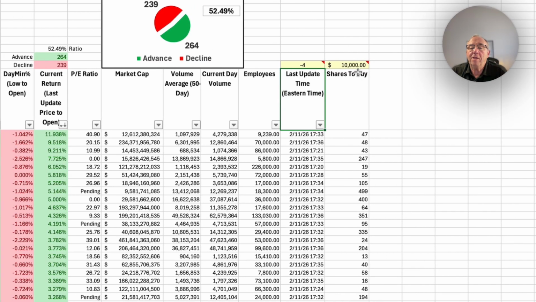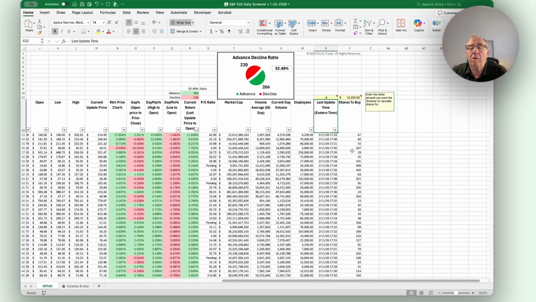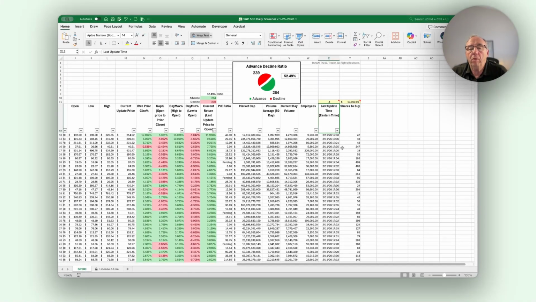And then last but not least, you can type up here at the top of the column a dollar amount, and this column will automatically calculate the number of shares that you need to buy to match that dollar amount. A little tool that's helpful to a lot of traders.